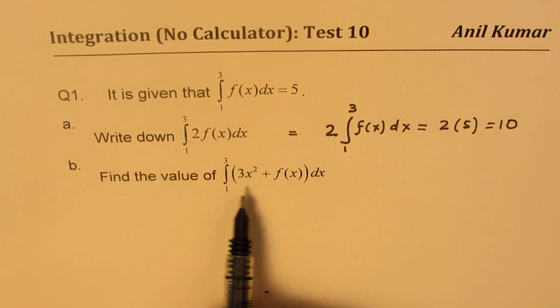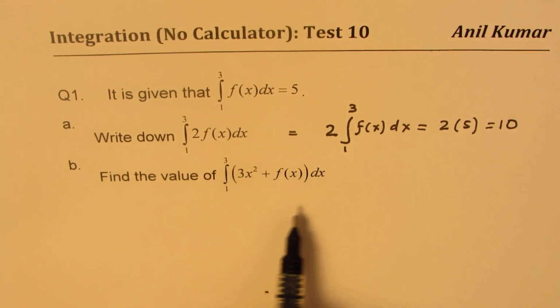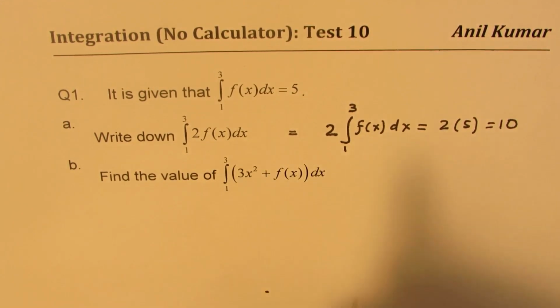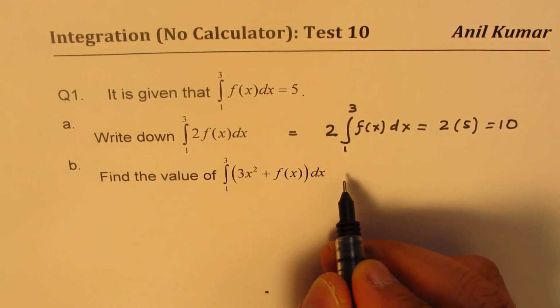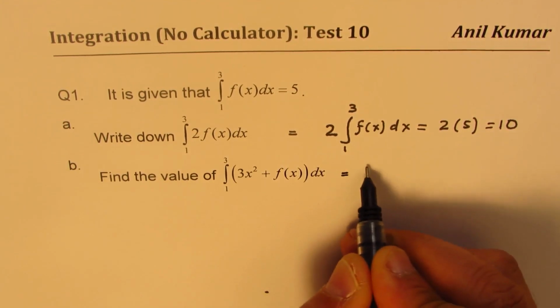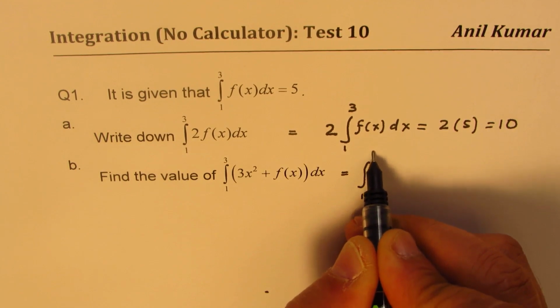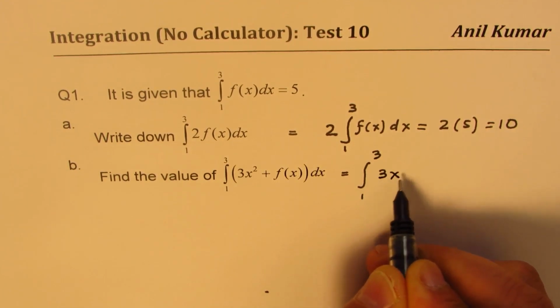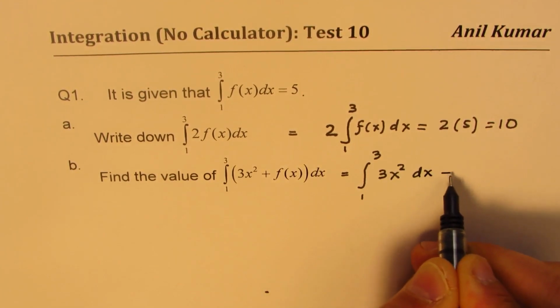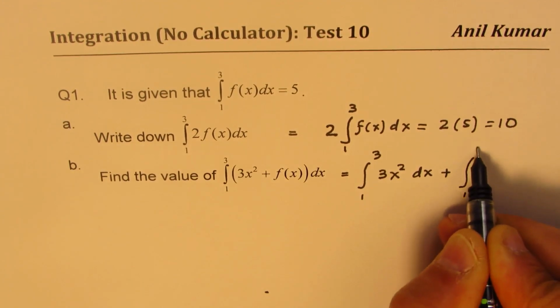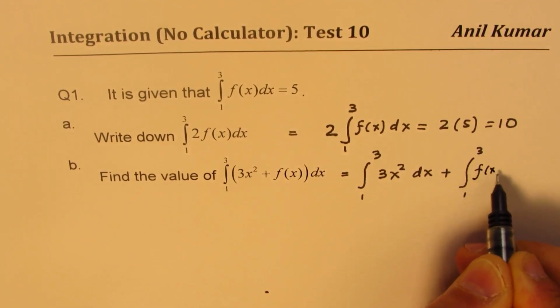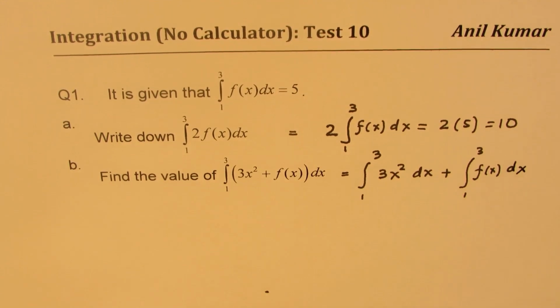Now in part B, we could rewrite this definite integral as a sum of integrals, right? So we can just write this as the integral from 1 to 3 of 3x squared dx plus the integral from 1 to 3 of f of x dx. Clear?